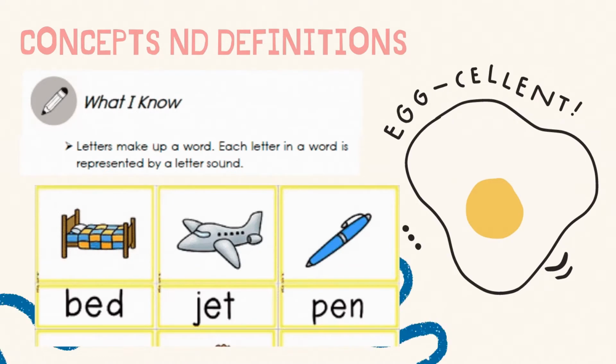Another concept under What I Know is letters make up a word. Each letter in a word is represented by a letter sound. For example, the word bed is composed of the letters B, E, and D. In the word jet, it is composed of the letters J, E, and T. And in the word pen, it is composed of the letters P, E, and N. Each letter is composed of a sound.